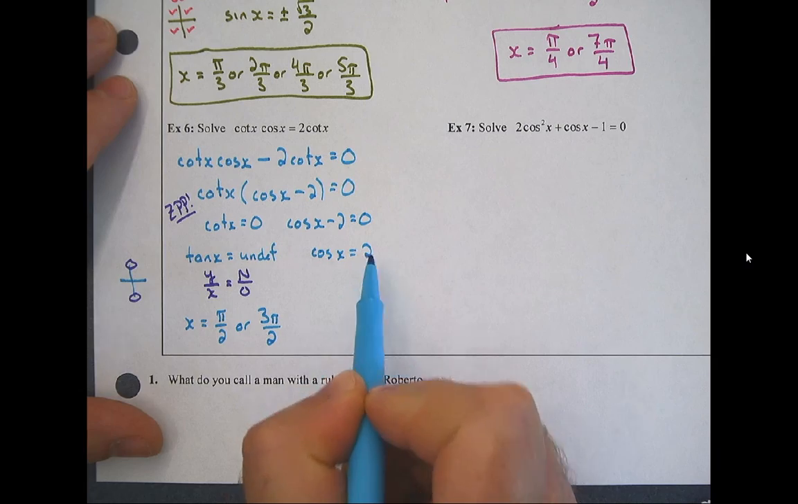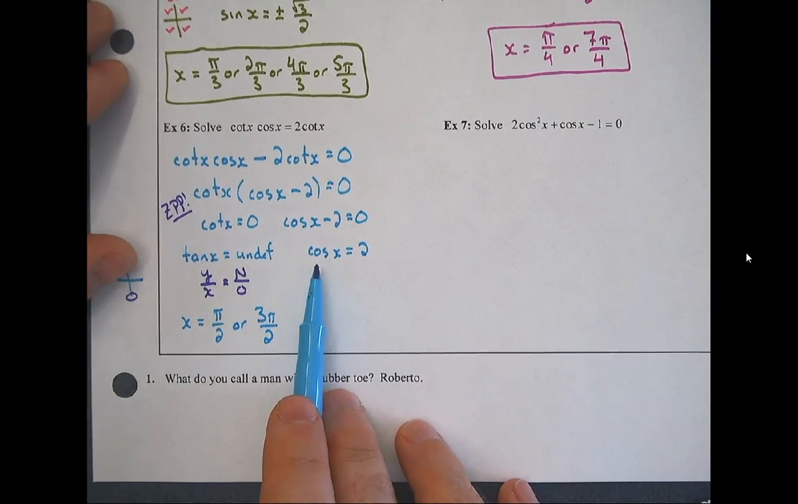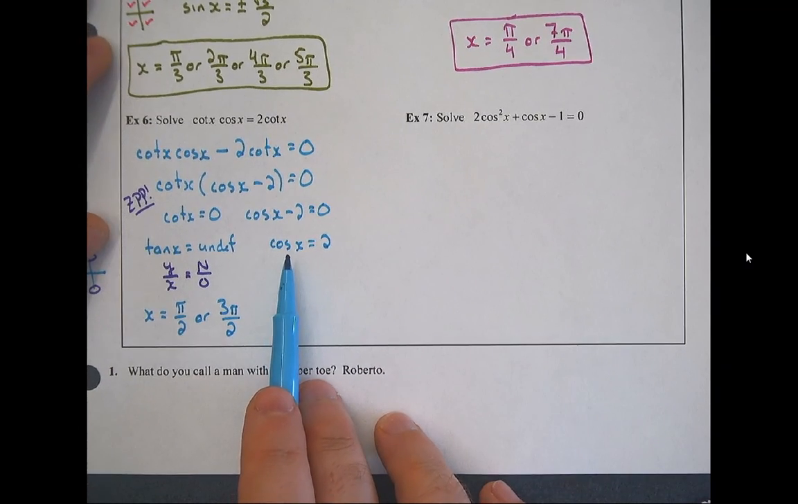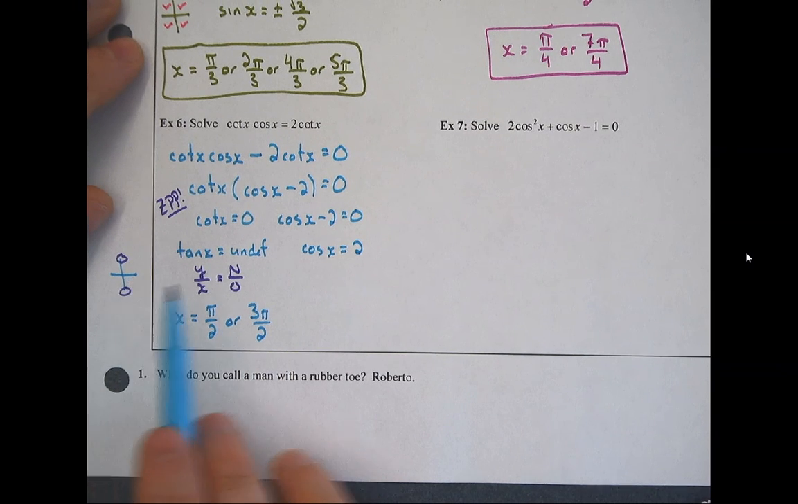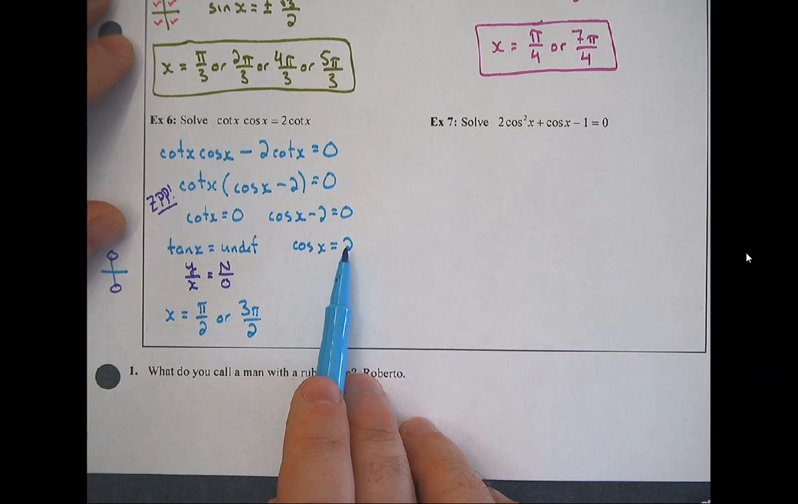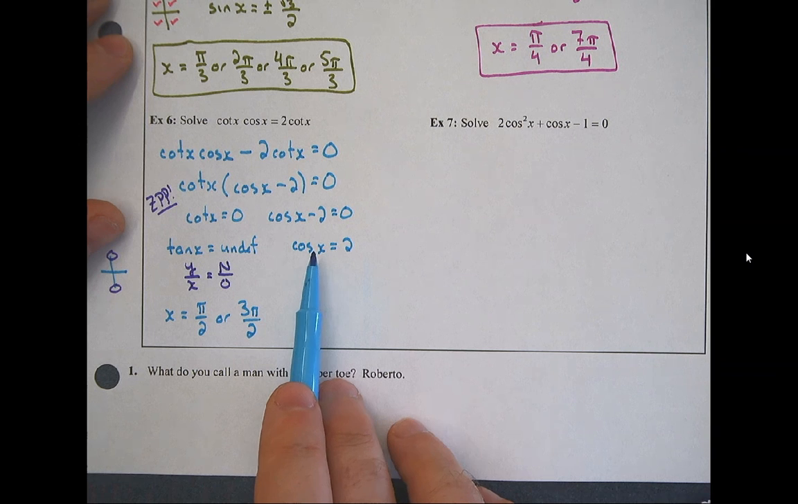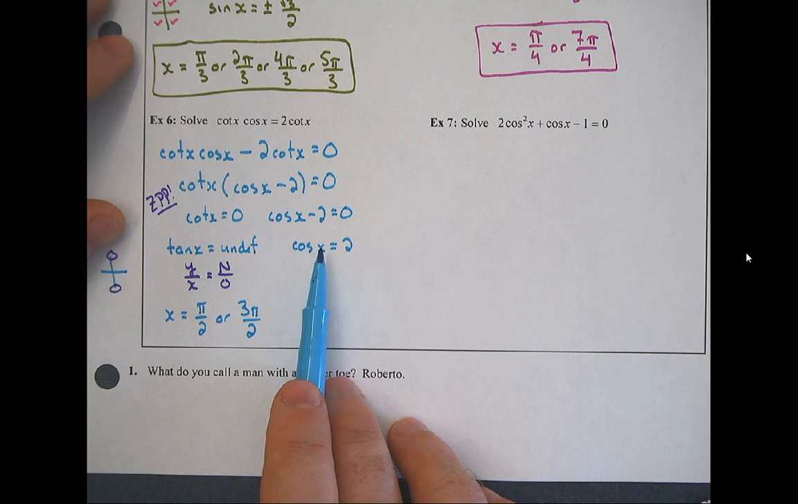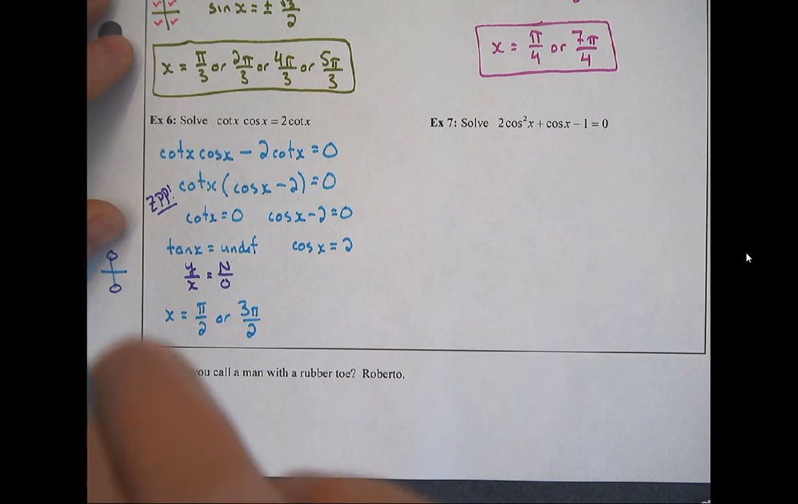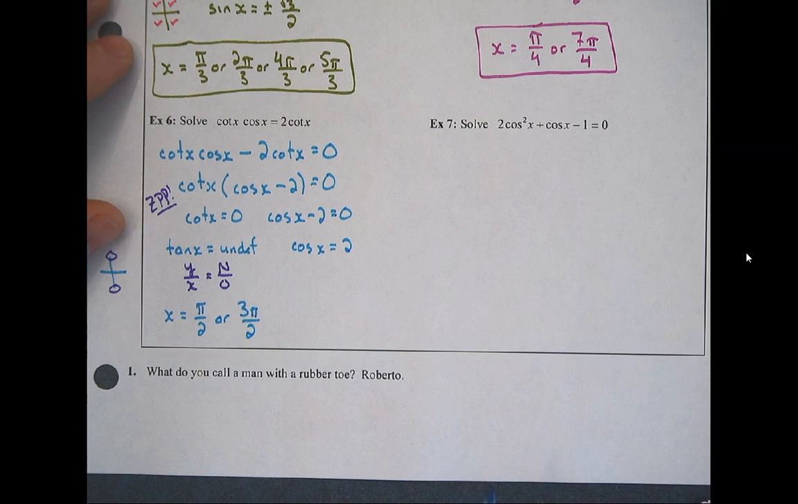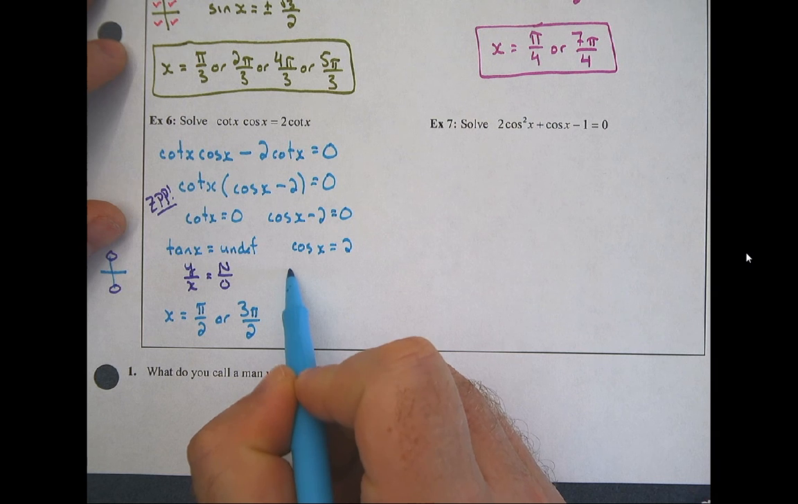Cosine of x equals 2. So wait a minute. This is asking me where in the unit circle, when I draw my check marks, would cosine be a length of 2? What's the largest cosine? Think of the graphing that we did at the end of unit 6. The highest cosine ever reaches is 1. The lowest it ever reaches is -1. It would never reach 2. So this part has no solutions.